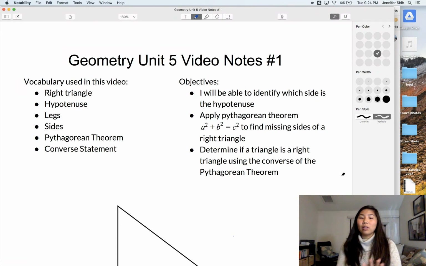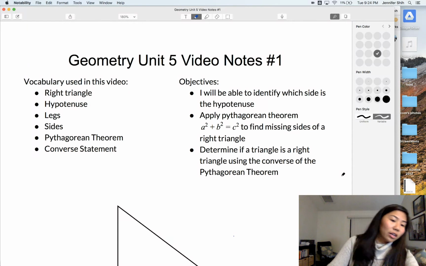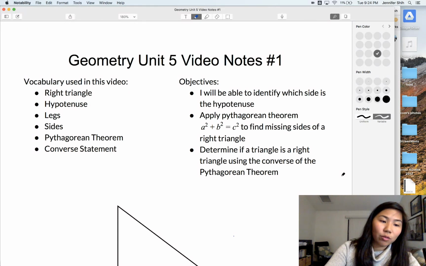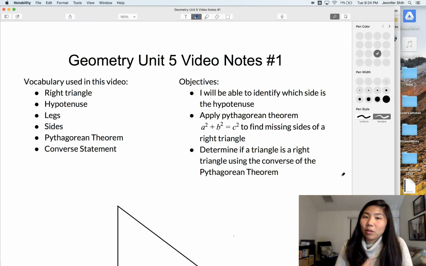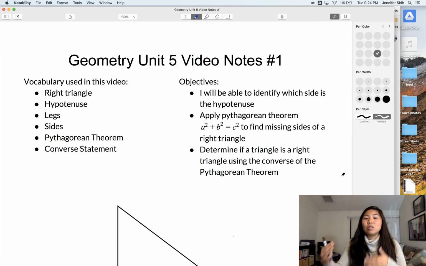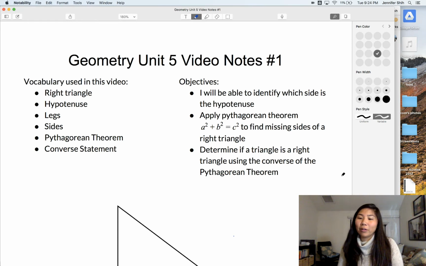On the left here, I want you to realize that there is some vocabulary that we're going to use, and the vocabulary is going to be right triangle. We're going to talk about hypotenuse, legs, sides, Pythagorean theorem, and the converse statement of the Pythagorean theorem. So as a heads up, that's coming up. And hopefully by the end of this video, you can tell me which side is the hypotenuse. You can apply the Pythagorean theorem to find missing sides of a right triangle. And you can determine if a triangle is even a right triangle at all using the converse statement of the Pythagorean theorem. So we have a lot to learn.